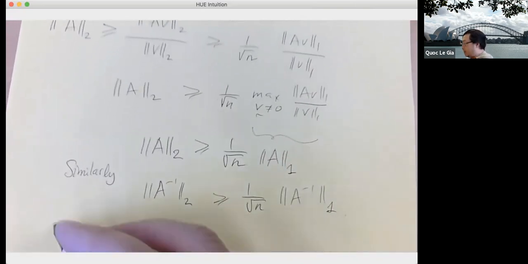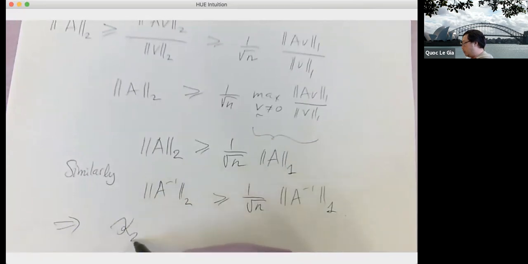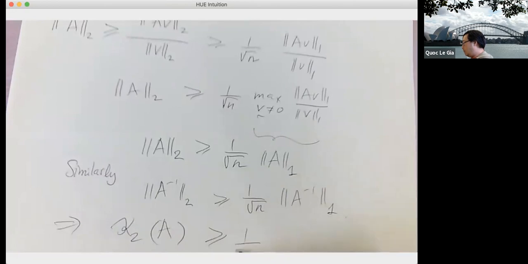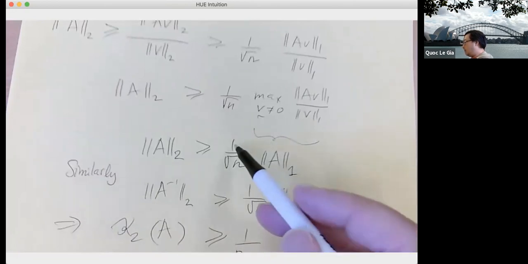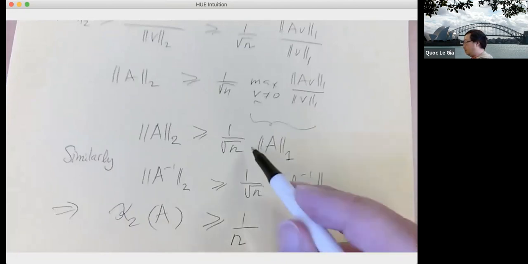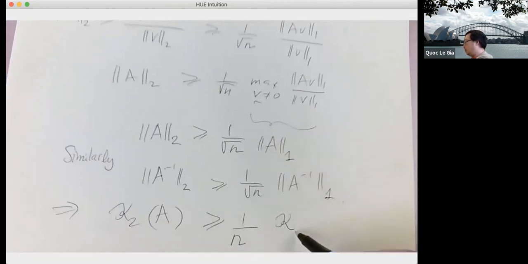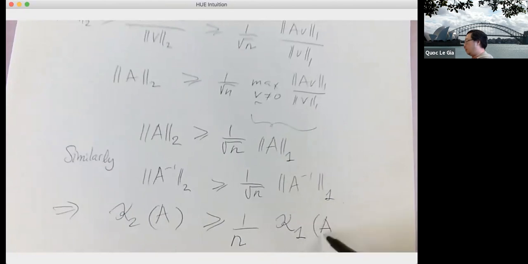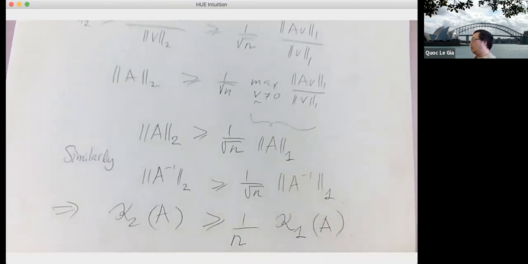Right, so after that you multiply, and you get the condition number in the two norm is greater than or equal to 1 over n. Because you multiply 1 over square root n with 1 over square root n, so you get 1 over n, times the condition number in the one norm of the matrix A. So that is another inequality.